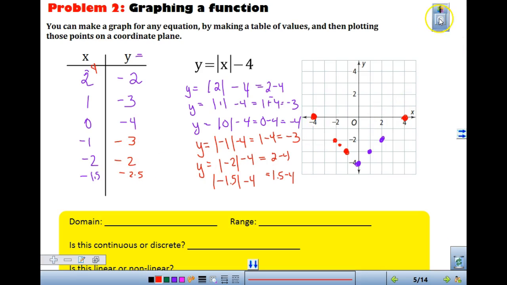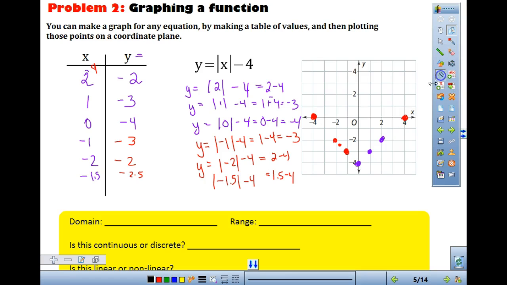So now please take your straight edge or the edge of your book, edge of something, and we are going to make our graph, right? And we are connecting those points with a nice straight line.